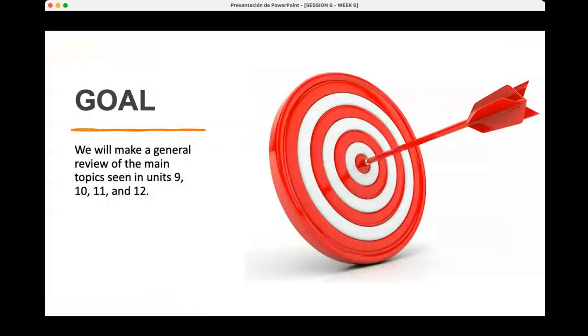Okay, so let's start. Our goal is to make a general review of the main topics seen in units 9, 10, 11, and 12. As you already know, for today's class the main idea was to review unit 9 and unit 10. But as we are not going to have any other class next week, we're going to have only the review session.